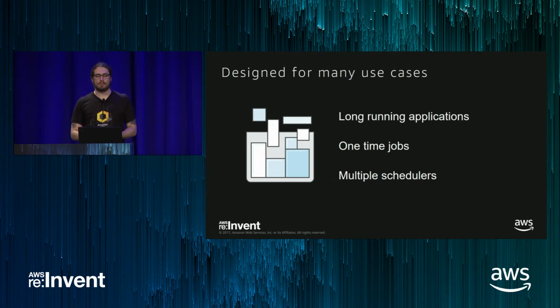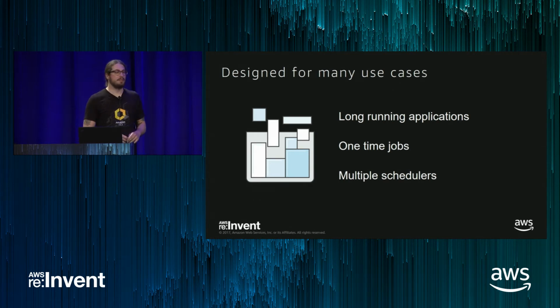You can also use ECS for one-time jobs. You say, I want to run this particular batch job or this particular ETL job to extract some data from a database. I want to run it one time somewhere in the cluster, and I don't really care where it runs as long as it runs.